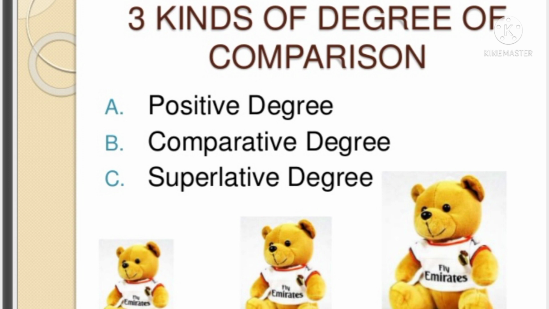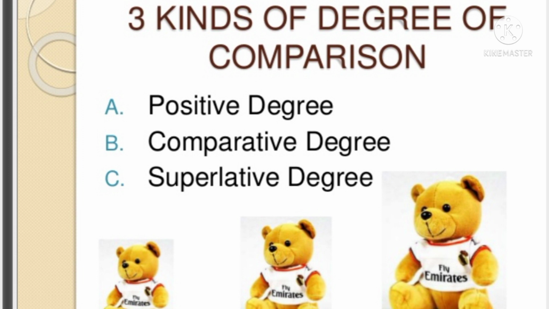Look at the picture here. There are three dolls given here. One is small, the next one is a little taller compared to the first one, and the last one is the most tall one. So depending on the degree of change, we can use the degrees of comparison in English. There are three types of degrees of comparison as given here: positive degree, comparative degree, and superlative degree.